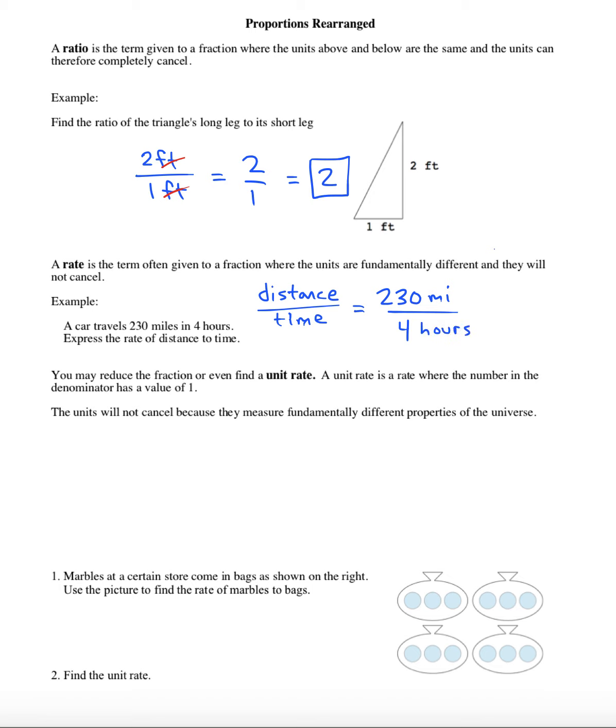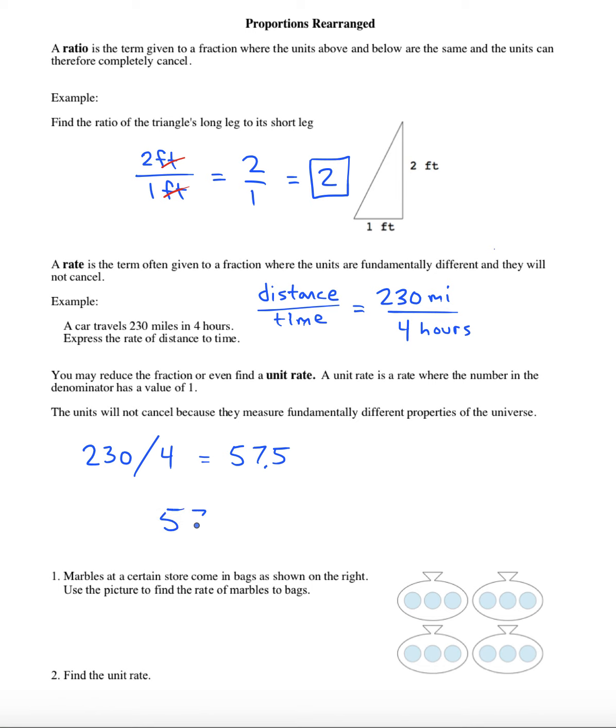hours. Now that's a rate, but it is not what is called a unit rate. A unit rate is a rate where the number in the denominator has to have a value of 1 rather than 4. So what we'd want to do is actually divide on calculator. 230 divided by 4. That gives us 57.5.